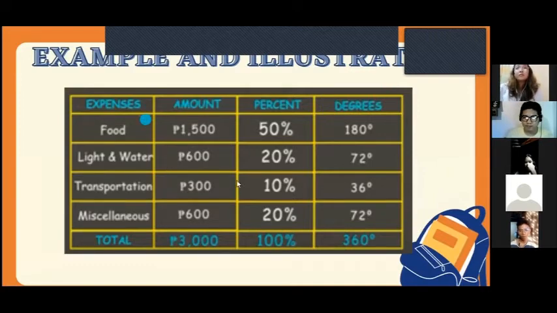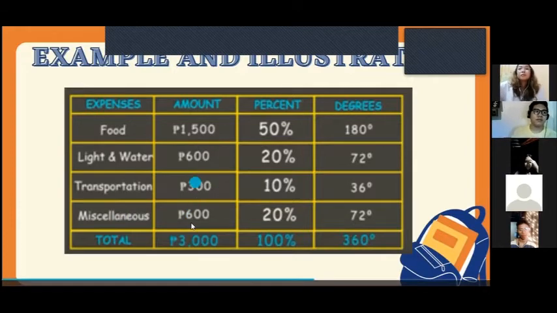So this is step one, organize the data. Here we have the expenses: food, light and water, transportation, and miscellaneous. The amount for each is: food is 1,500 pesos, light and water 600 pesos, transportation 300 pesos, and miscellaneous is 600 pesos. So this is the amount of the expenses, a total of 3,000 pesos.